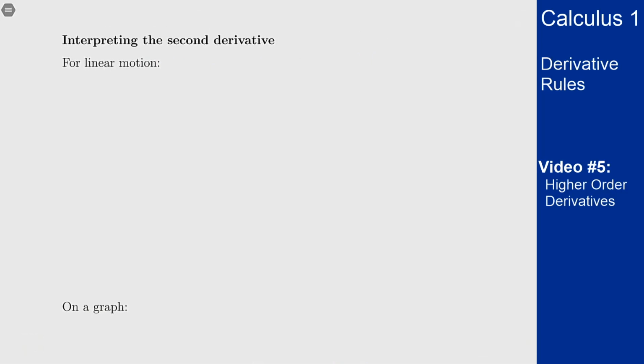How can we interpret higher derivatives? In this case, the second derivative. So what is the second derivative? Well, it is the derivative of the derivative, which seems obvious. The derivative is measuring how fast things are changing, right? It's the slope of the tangent line. So this is saying how fast is the derivative changing?